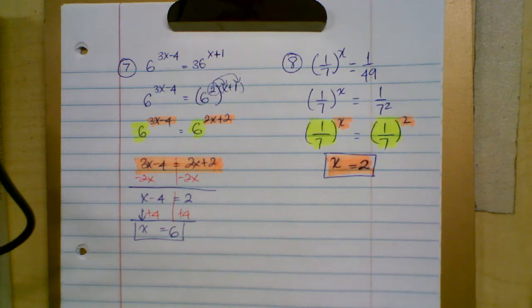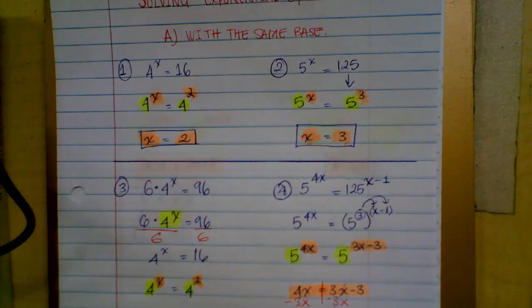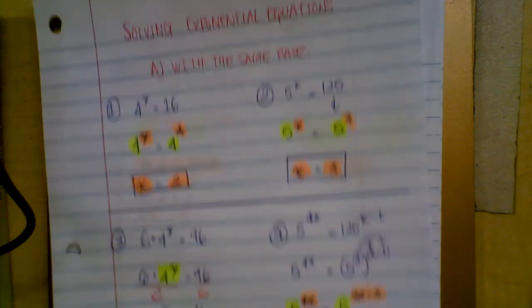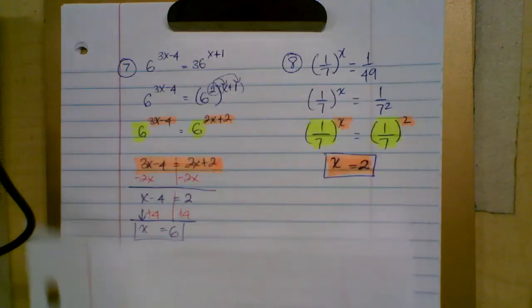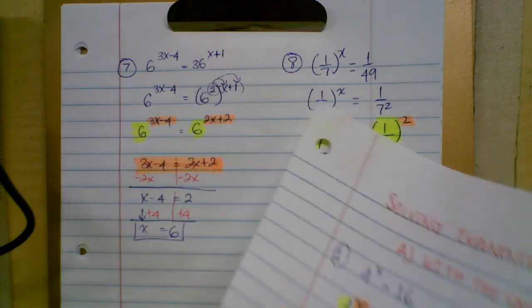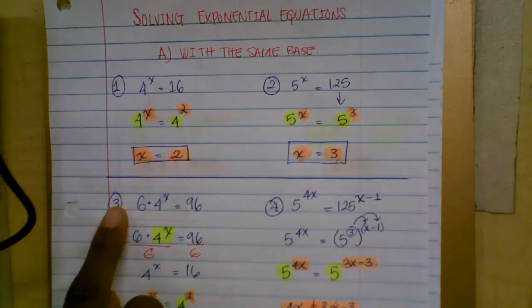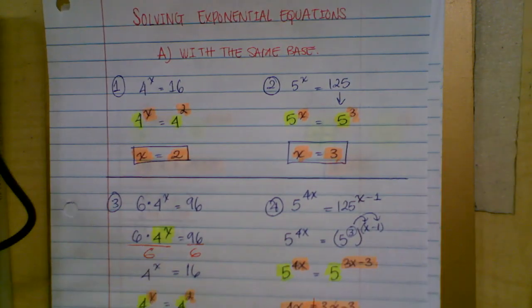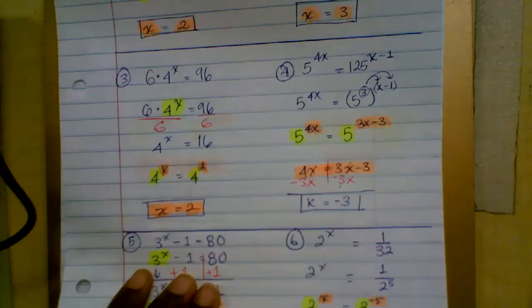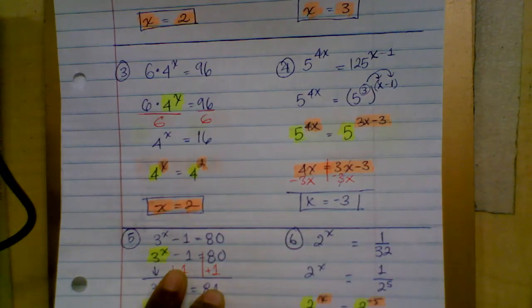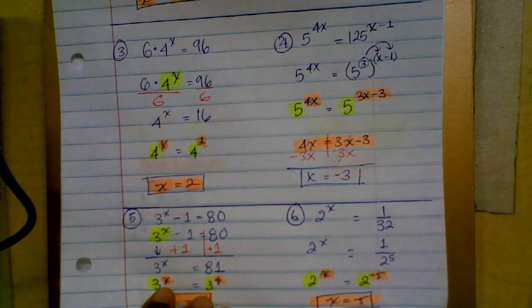So what I would like you to remember here is that when solving an exponential equation, if the exponential term is not already by itself, like in number 1 or number 7, you have to make it so. Like number 3, you have to divide by 6. For number 5, you have to add 1, so that the exponential term is by itself.